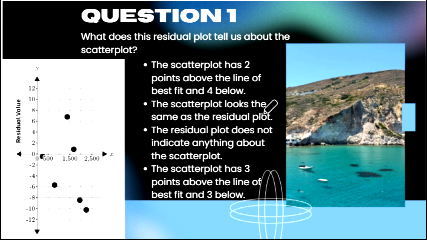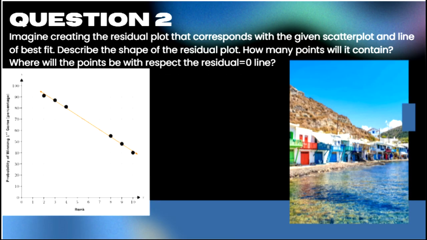Do they look exactly the same? No, we saw that with the last one. Okay. The residual plot does not indicate anything about the scatter plot. No, they're connected. Come on now. The scatter plot has 3 points above the line of best fit. 1, 2, no. And 3 below, no. So it has to be our top one. Okay. Here's question number 2.